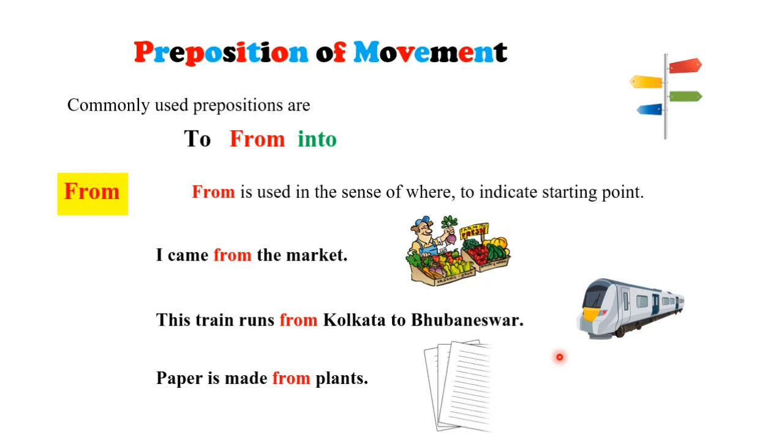Paper is made from plants. So here, plants, and we are getting paper by using the plants. So where are you getting it? From. That is why you are using from.